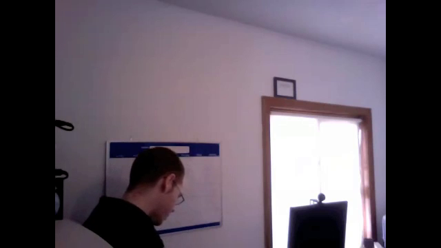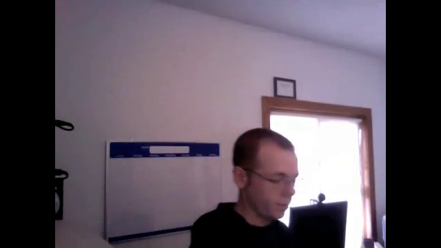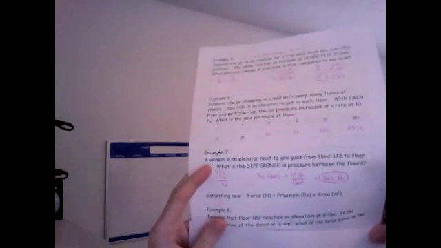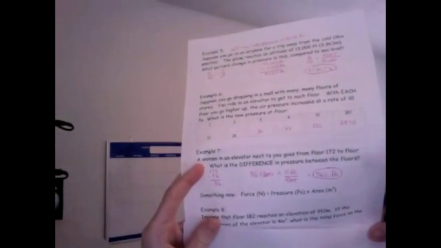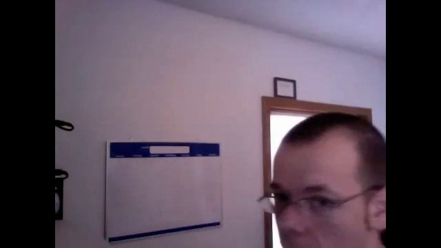Example 8 says, imagine that floor 182 reaches an elevation of 910 meters. If the surface area of the elevator is 4 square meters, what is the total force on the elevator? Now, in this problem, I give you a new equation to use. I give you a new equation, force equals pressure times area, and the SI units represented by each.